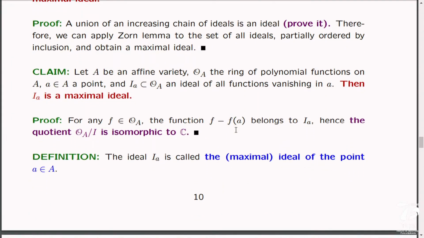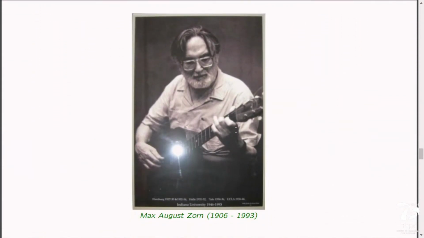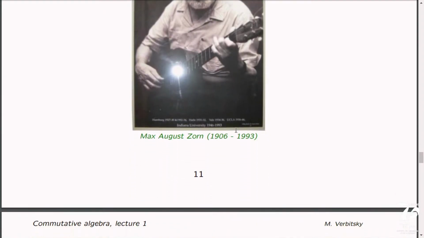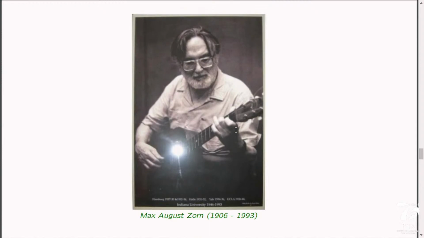OK, this is a picture of Zorn. He immigrated to the United States. He worked at Caltech. Then he moved to Indiana. And this is a picture which I saw at Indiana University. It hangs in their common room.